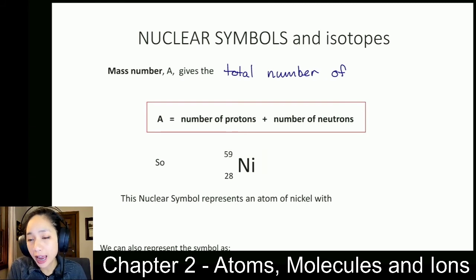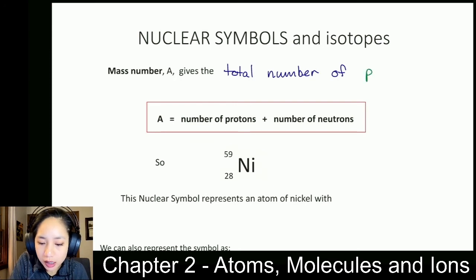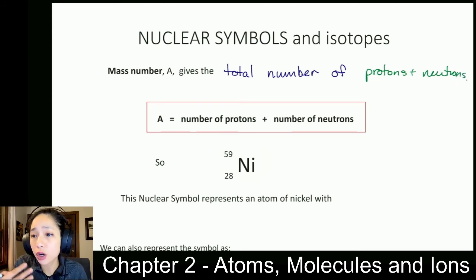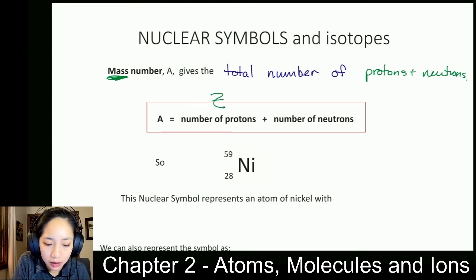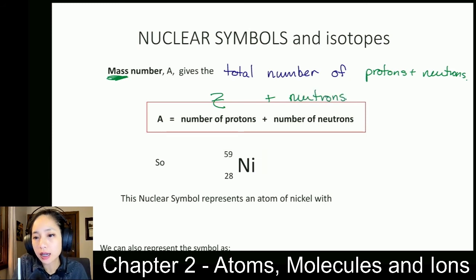Mass number is different. Mass number, or A, the superscript spot, tells us the total number of protons and neutrons within your nucleus. So this is where all the mass is. That's why we call it mass number. The number that you put in the superscript spot is the number of protons, so Z, our atomic number, plus the number of neutrons. And that typically has to be told to you or described to you.